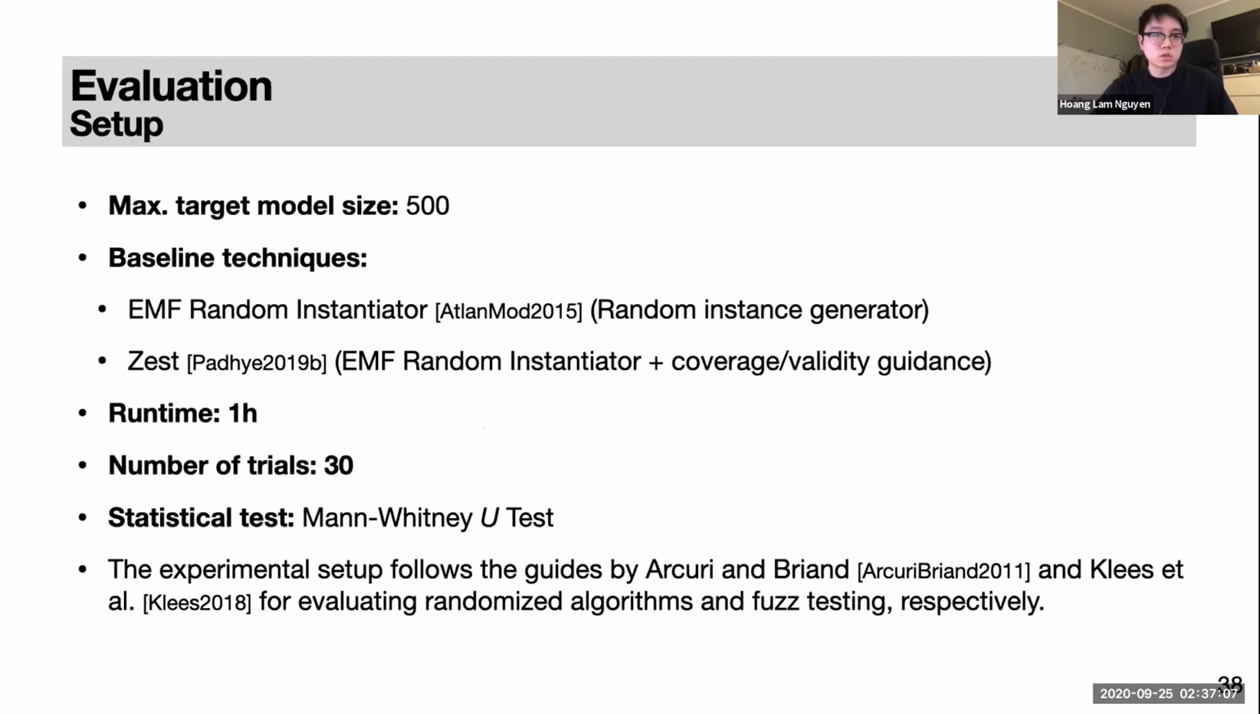Our setup looks as follows. We set a maximum target model size of 500 model elements, and as baseline, we use the EMF random instantiator, which is a containment-tree based random instance generation approach. And we enhance this generator by using the Zest algorithm to guide it towards higher coverage and validity through feedback. As a runtime, we set it to 1 hour, and to account for randomness, we perform 30 trials and assess statistical significance through the Mann-Whitney U-test.